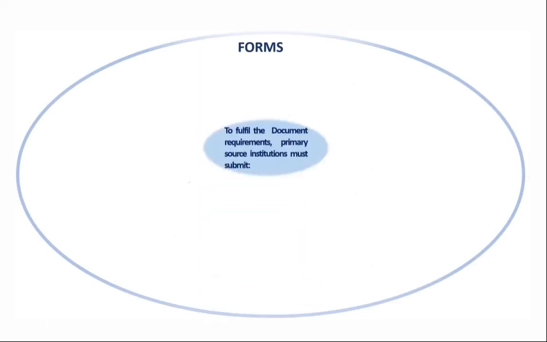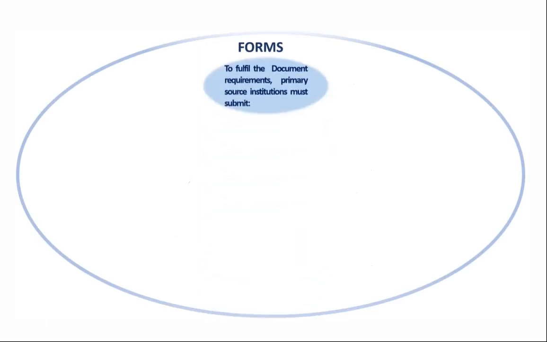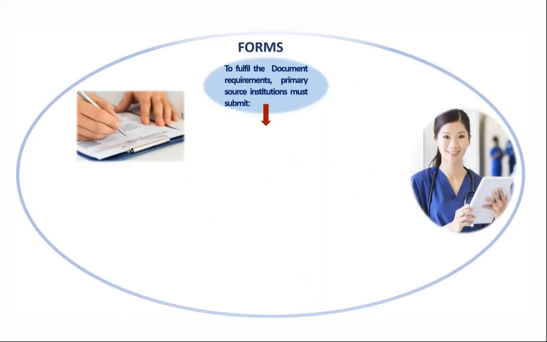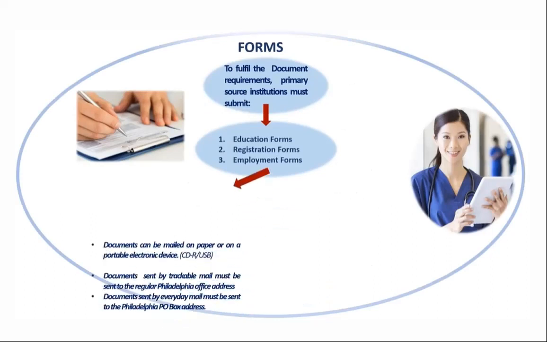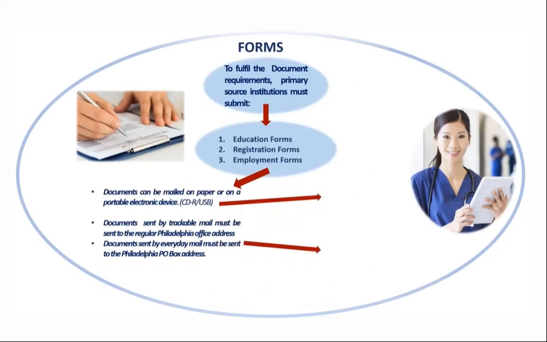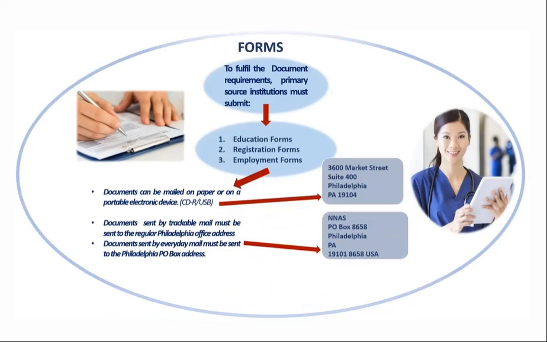So we've just gone over the details of some of the forms. To fulfill the document requirement, primary source institutions must submit the education form, the licensing authority submits the registration form, and the employer submits the employment form directly to NNAS. Documents can be mailed on paper or in a portable electronic device, as some syllabi get very lengthy.